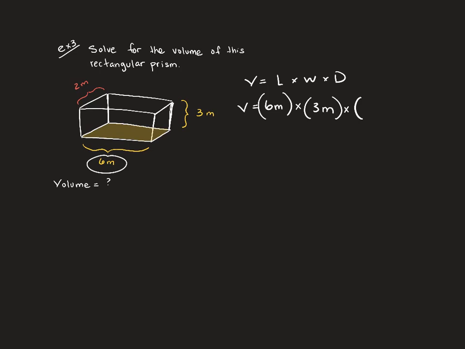Okay, guys, and then for depth, it's 2 meters. All right, so you have length times width times depth, guys. So we're going to go ahead and you can multiply in any order because of the commutative property of multiplication. We'll do 6 times 3, which is 18. Meters times meters, which is meters squared.